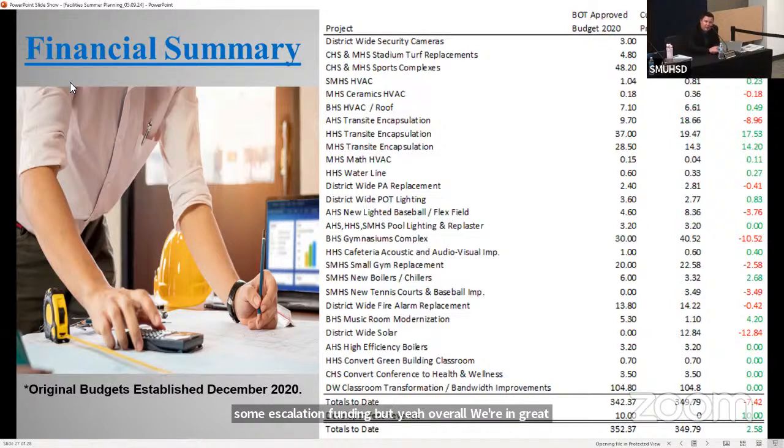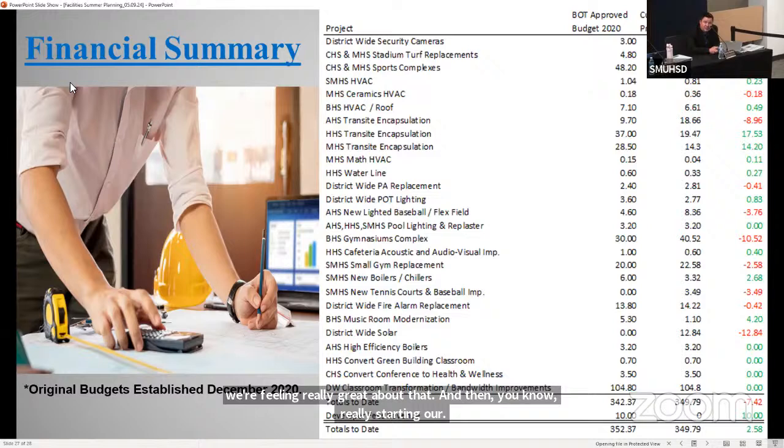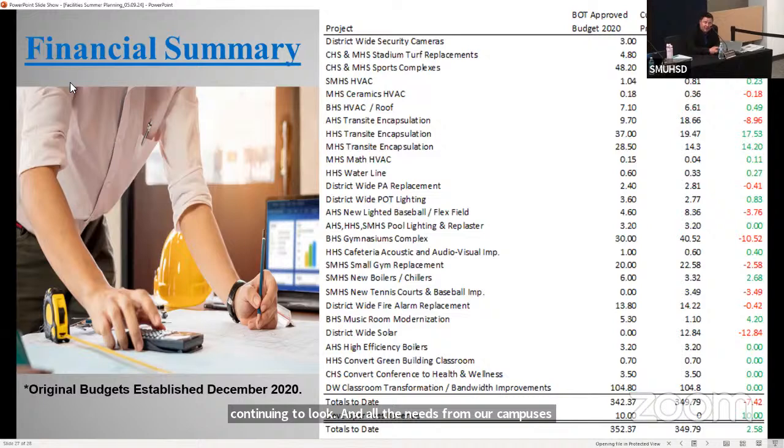I'm going to knock on wood because we do have the single largest project coming up in the classroom refresh transformation project. But we're feeling really great about that. And then, really starting our facility master planning again to ensure that we're continuing to look at all the needs from our campuses from a facility standpoint. A lot of things have changed since 2019 when we really took a hard look at all of our facilities. So with that, I'm happy to answer any questions. And I'm sure Dr. Quintana and his team are as well. Are there any questions or comments from the board?